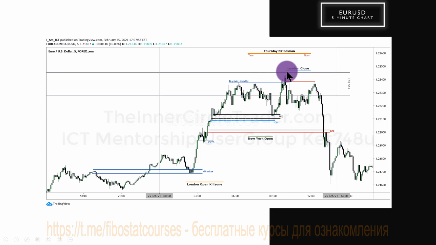London closed, 10 o'clock. Bam, hits it, and you have Thursday, day of the week. High of the week potentially forming. And then, boop, there it is. So, what is this BPR?